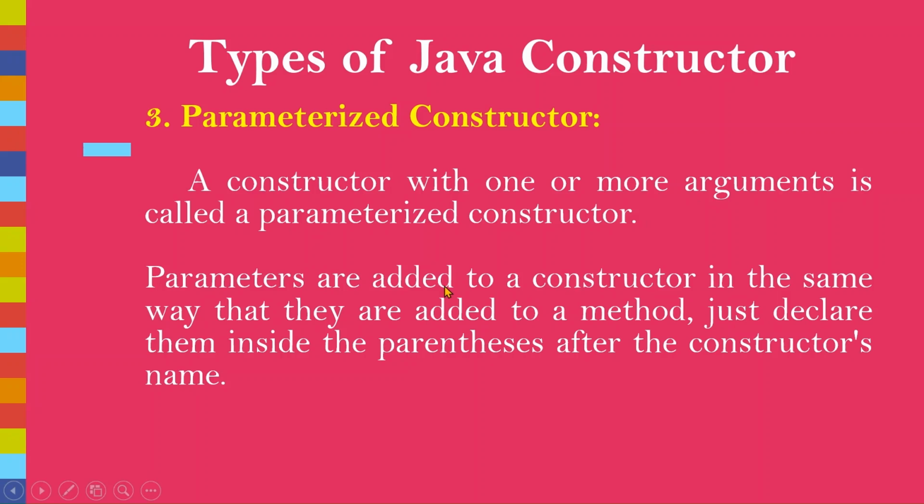The parameters are added to a constructor in the same way that they were added to a method. Just declare them inside the parentheses after the constructor's name. At the time of syntax explanation, I was saying that the constructor is similar to a method, and as the method accepts parameters, the constructors can also accept parameters. So if the constructor is accepting parameters, then it is called a parameterized constructor.